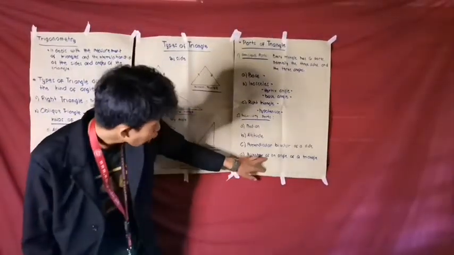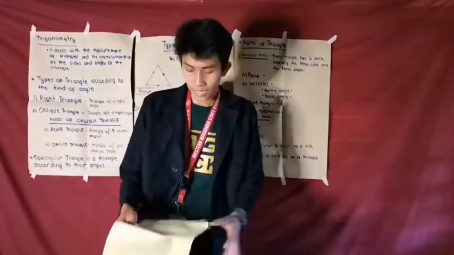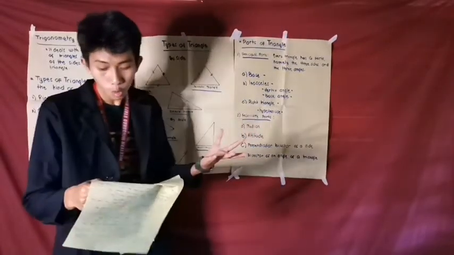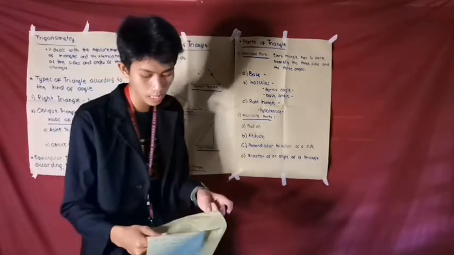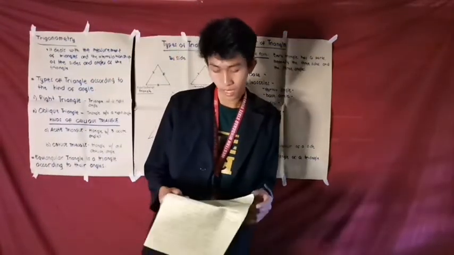Next is the bisector of an angle of a triangle. This is a segment whose endpoints are the vertex and a point on the opposite side, dividing the angle into two equal angles.